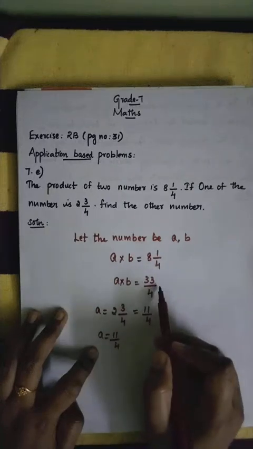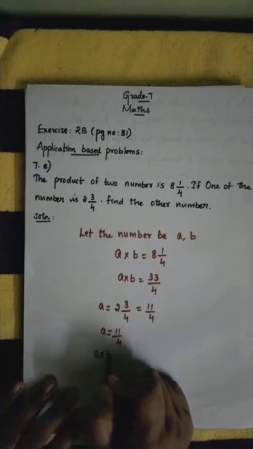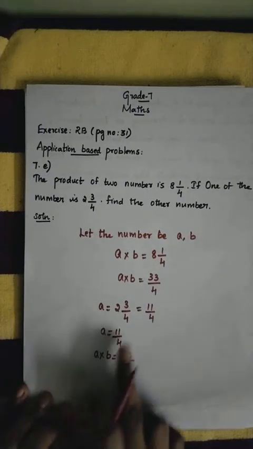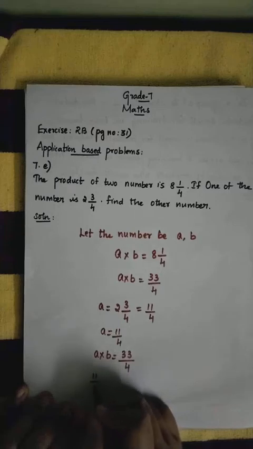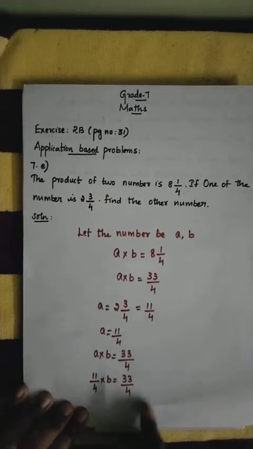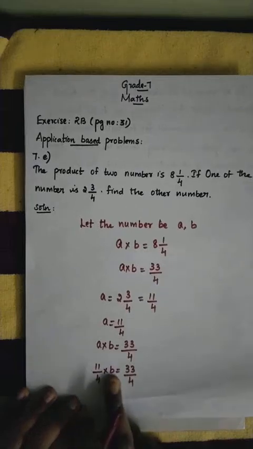Take that equation: a into b is 33 by 4. Now we know the value of a is 11 by 4. So 11 by 4 into b is equal to 33 by 4. We are going to find the value of b.